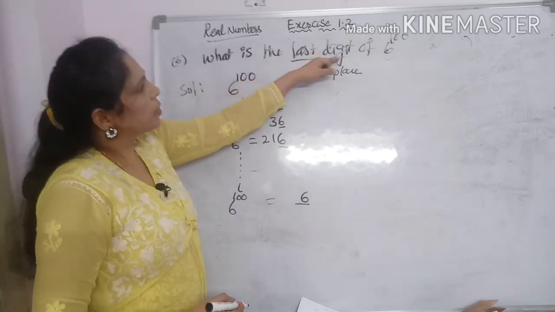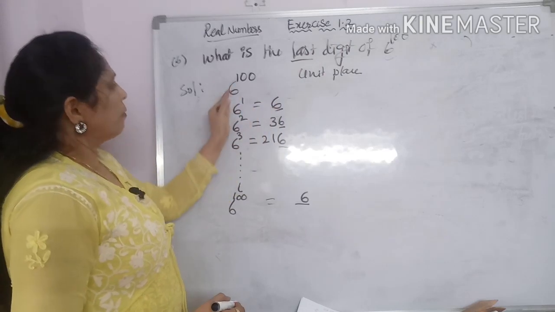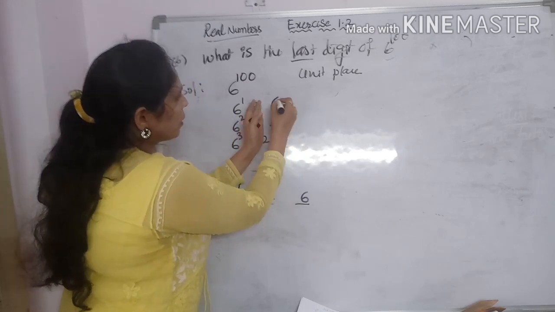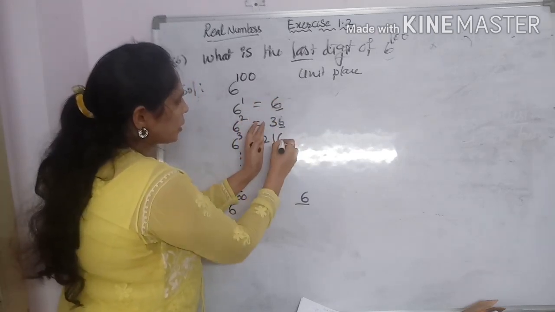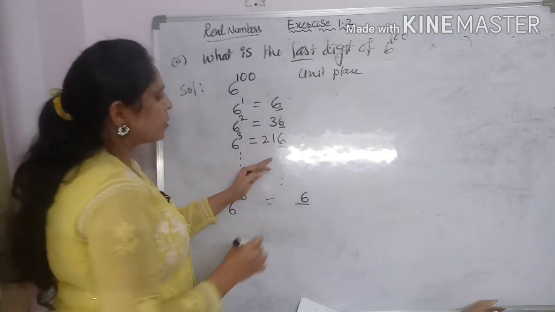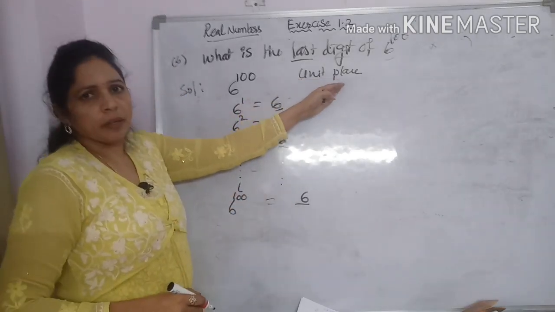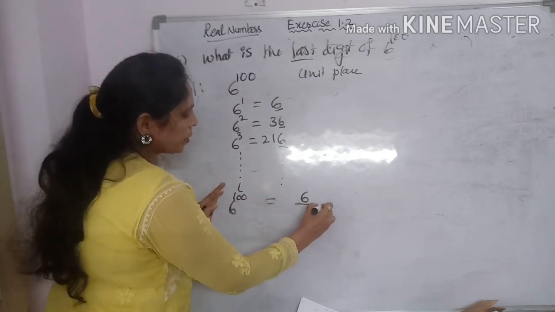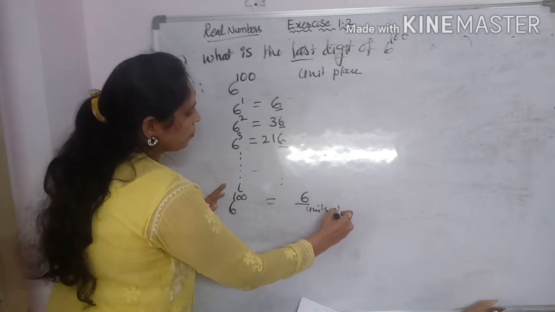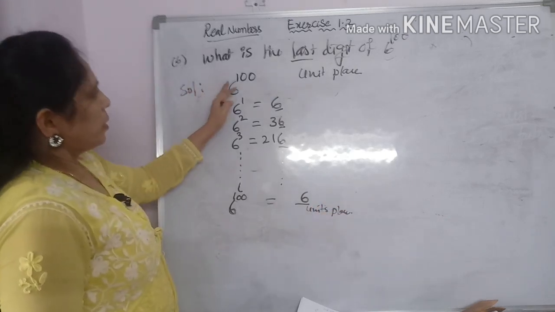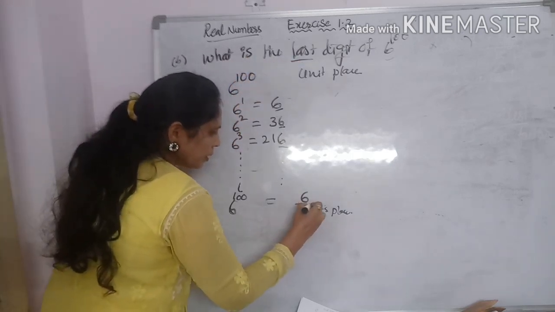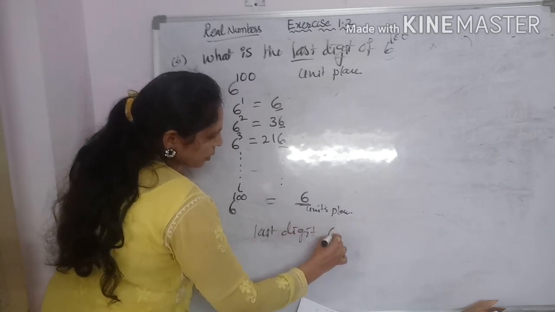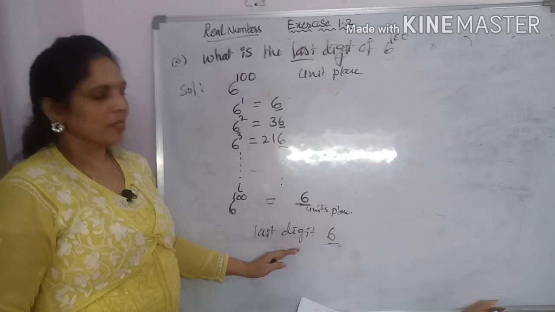So what is the last digit of 6 power 100? Here we have 6 power 1, 6; 6 power 2, 36. Observe this units place. Here 6, here also 6, here also 6. So there is no change in the units place. For 6 power 100 also there is no change in the units place. Here is the units place. So the last digit is 6. It's very simple, isn't it?